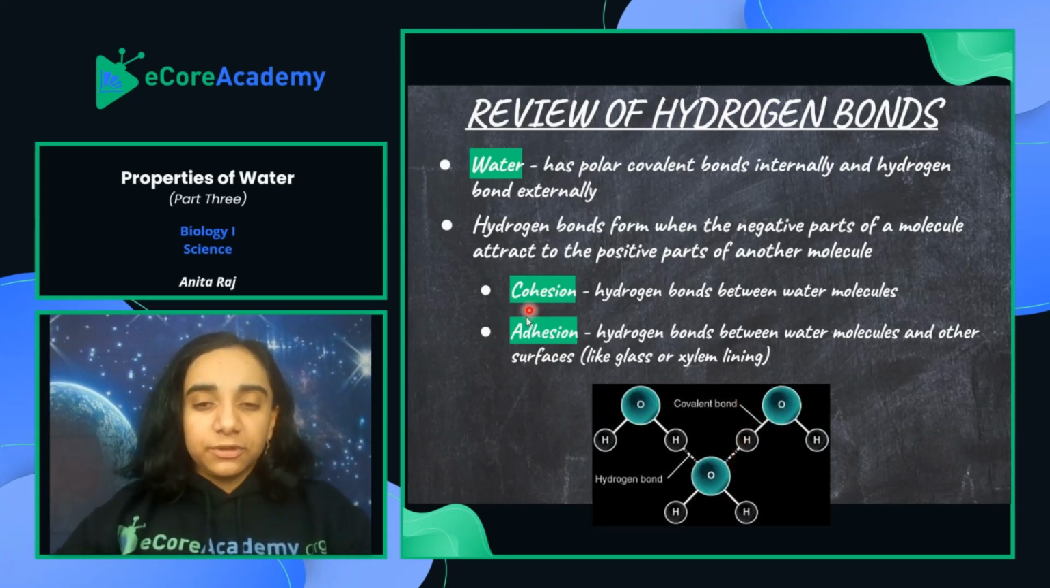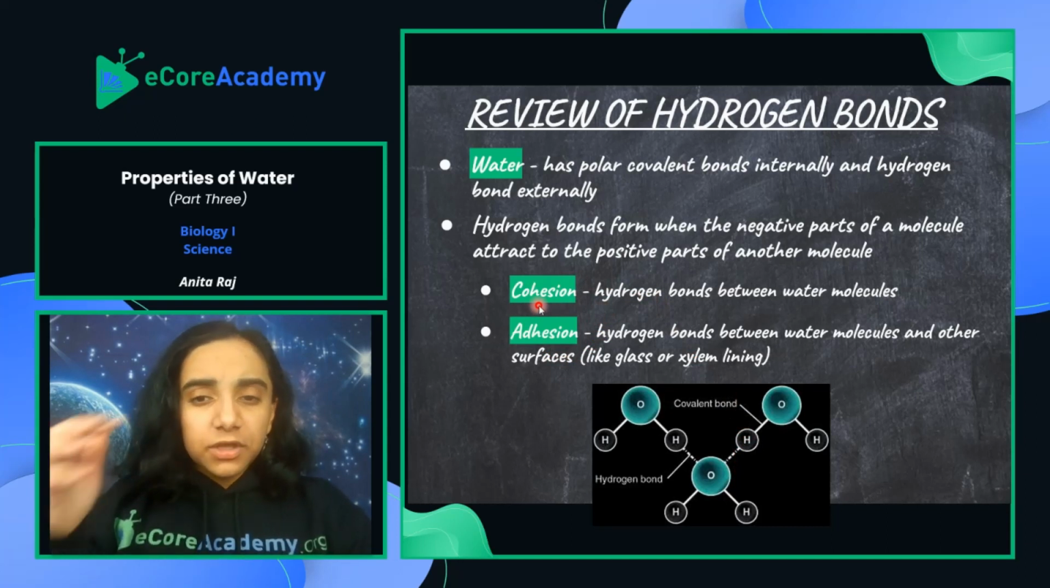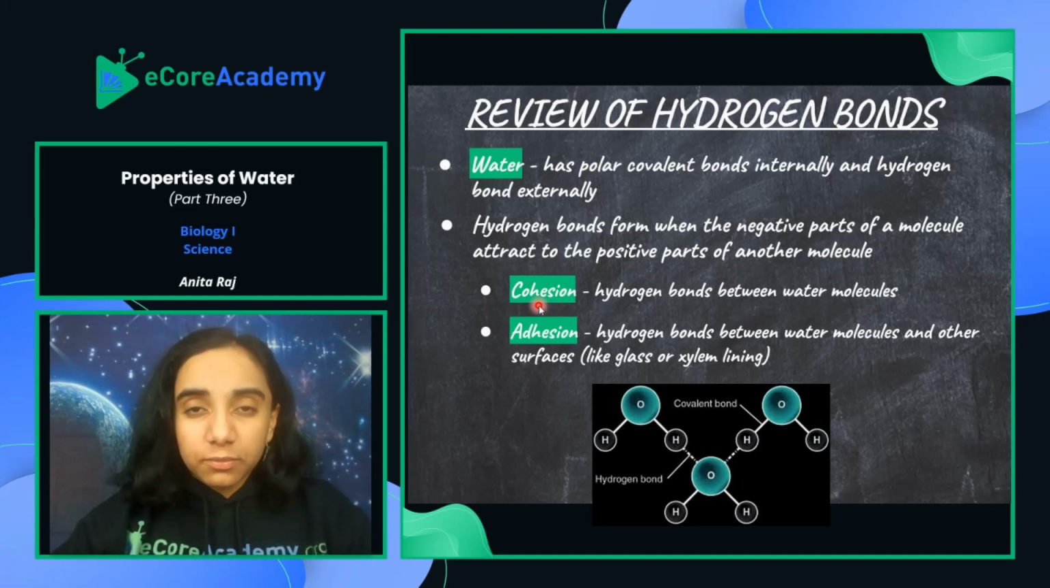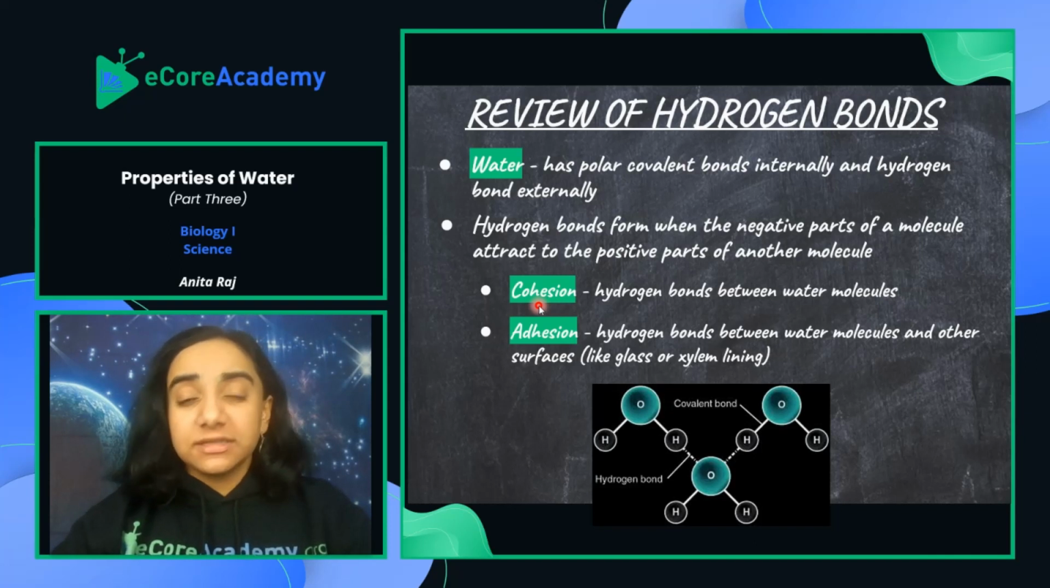There are 2 types of properties I want to just recall to your memory. Cohesion, we talked about this in the last video. So cohesion is going to be hydrogen bonds between water molecules. Cohesion is pretty much attraction between 2 similar molecules. So it's going to be attraction between two water molecules. Water molecules are similar, they're exactly the same.